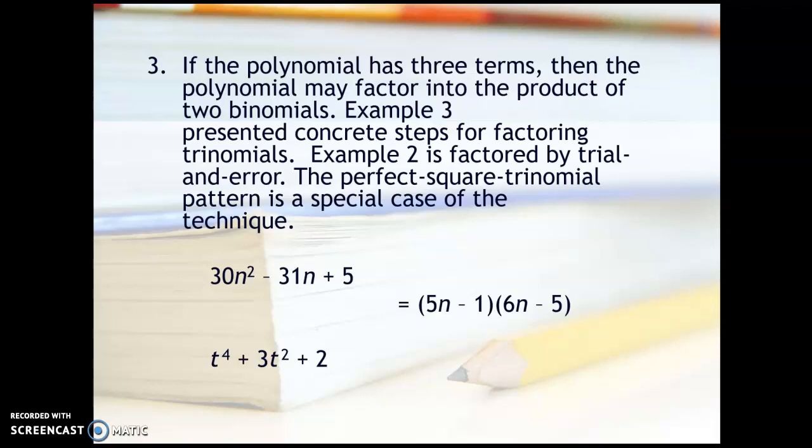There is no GCF. But it does factor down to a t squared first in each binomial, because t squared times t squared is t to the 4th. And then the only factors of 2 are 2 and 1. To check, though, be sure that the outside product, in this case 1t squared, plus the inside product, 2t squared, add up to the middle term, 3t squared.